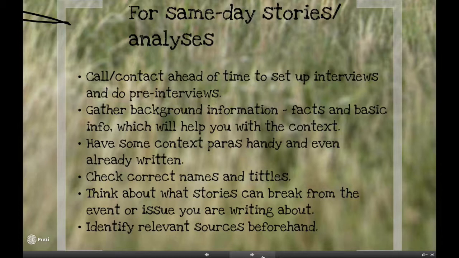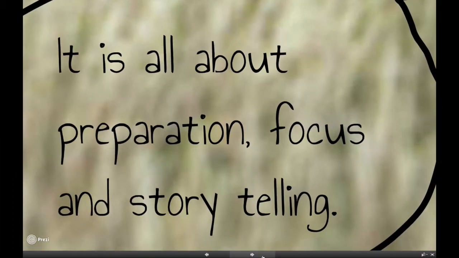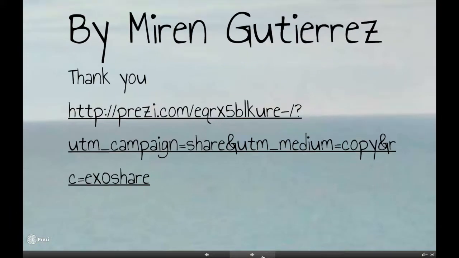Check correct names and titles. That's really important, because you see lots of mistakes, and editors just hate to correct that sort of thing. I tell you out of experience. And think about what stories can break from the event or the issue you're writing about, and identify relevant sources beforehand. So it's all about preparation, focus, and storytelling.